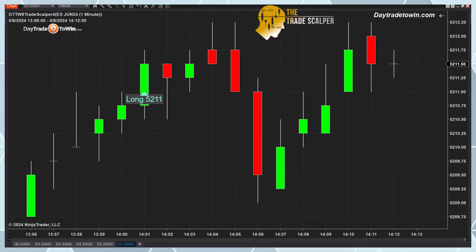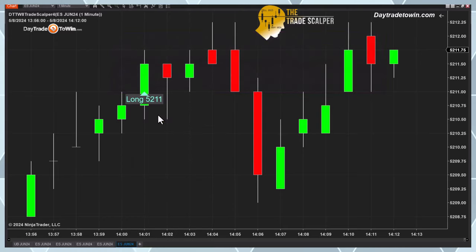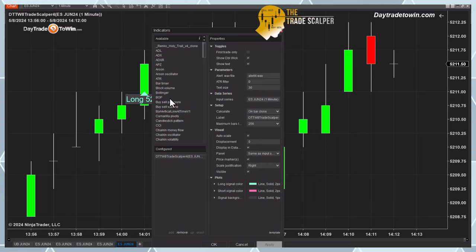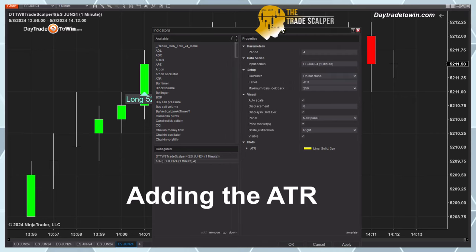One thing we first have to remember is that markets love to test where they have traded. So if I'm going to go long, I want to go long leading me up or down to an area where the markets have been. That's a much better position to be in.